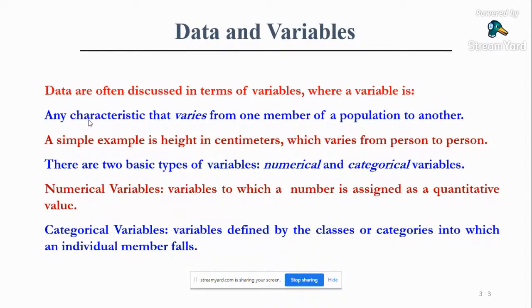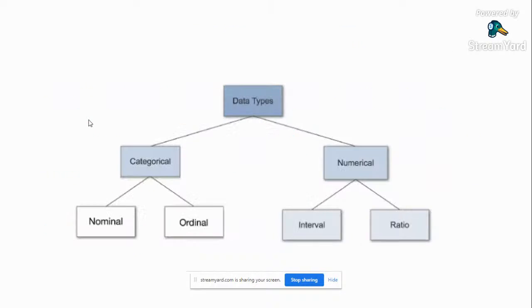So basically, first of all, when we perform an experiment, we have to see what kind of data we have in our hand. Broadly, variables are classified as numerical variables or categorical variables. A numerical variable is a variable where we get a number, and this is generally also known as a quantitative variable. A categorical variable, on the other hand, is a variable which can be defined by classes or categories into which an individual member falls.